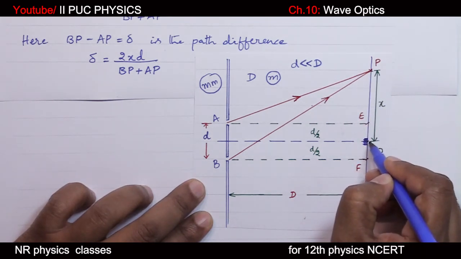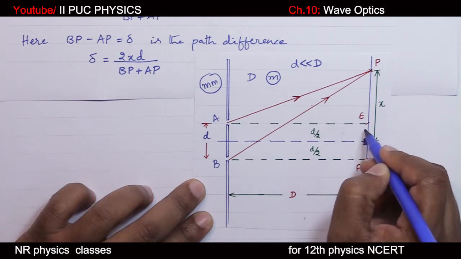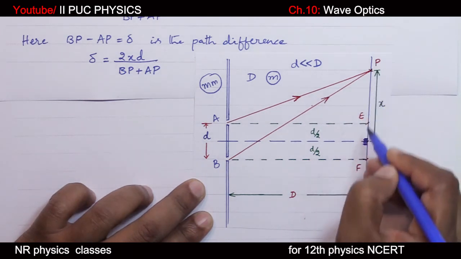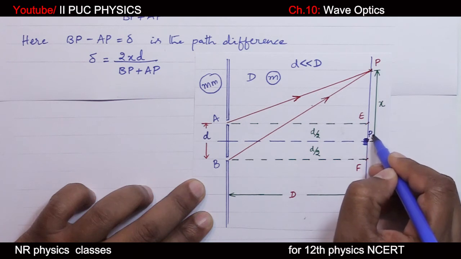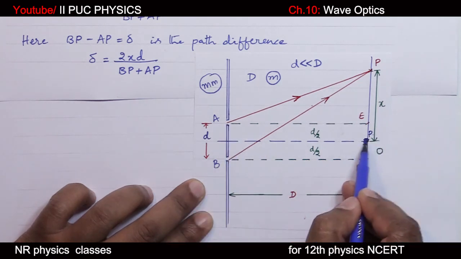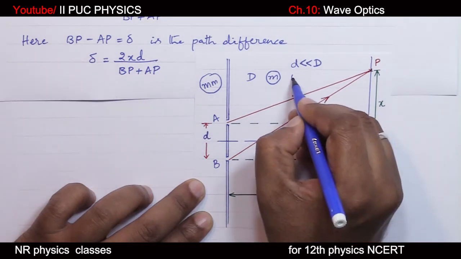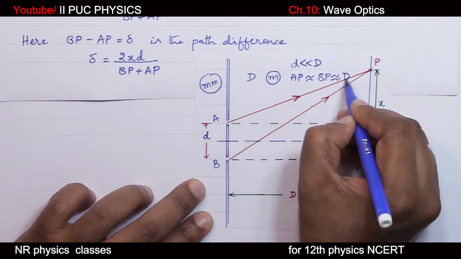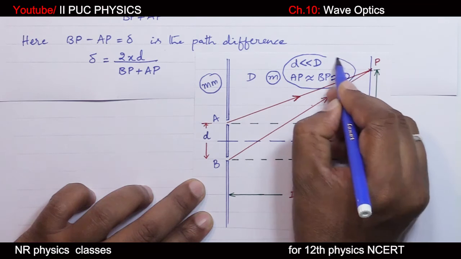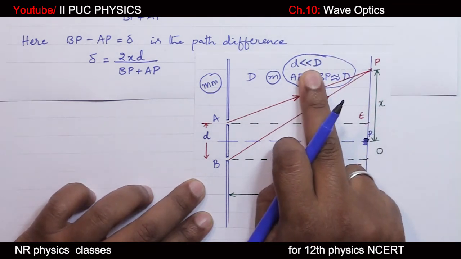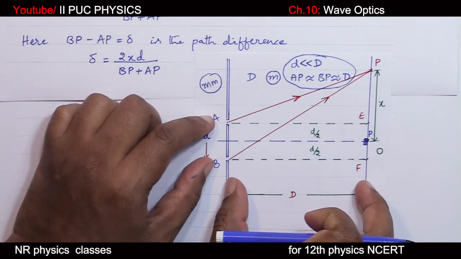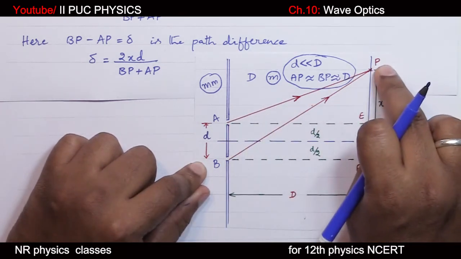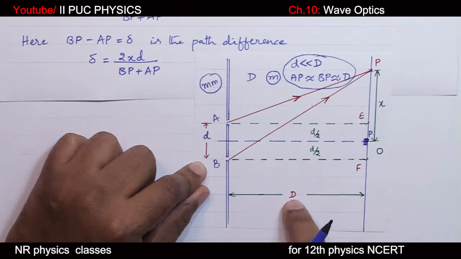Students, please don't disturb the diagram. Just to explain, I'm using all these things. P should be well within this point. If here lies P, then from A to P is almost equal to B to P. So I can write AP is approximately equal to BP, approximately equal to capital D. So let me use this condition. If small d is very much smaller than capital D and P is very close to O, then AP is almost equal to BP equal to D.